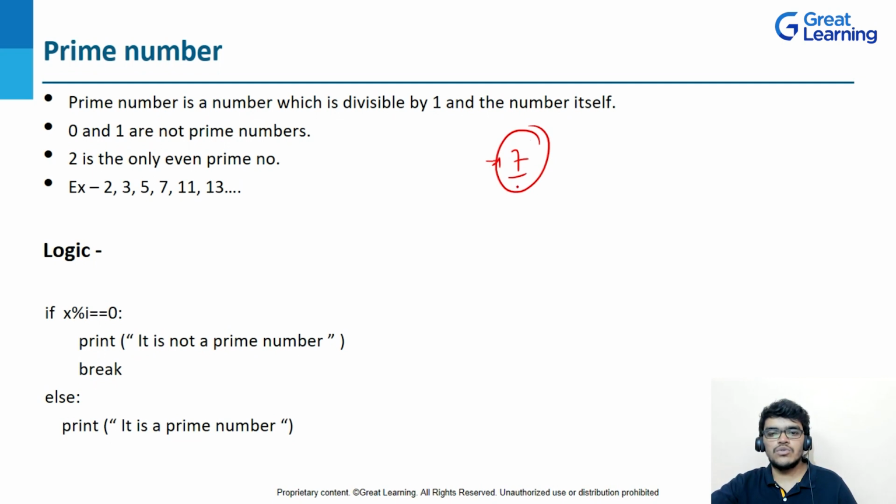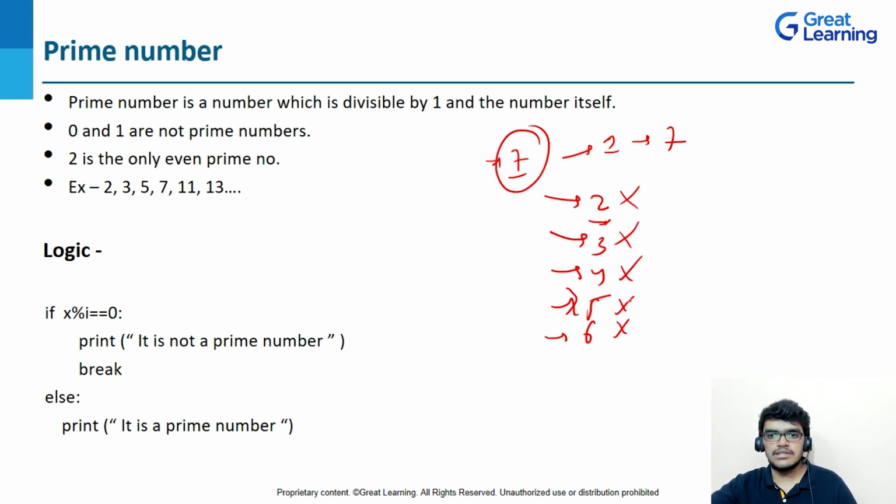If you want to know whether this 7 is a prime number or not, then the condition is simple. It should be divisible by 1 and 7 only. So is 7 divisible by 2? No. 3, 4, 5, 6. You can clearly see that 7 is not divisible by 2, 3, 4, 5, 6. It's only divisible by 1 and 7. So this is a prime number. Now what is the logic?